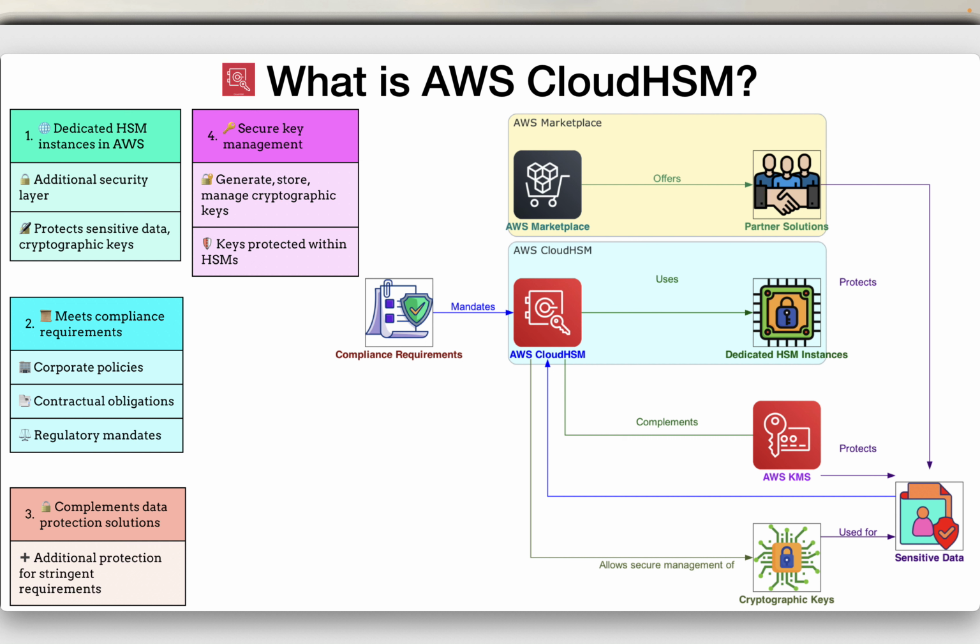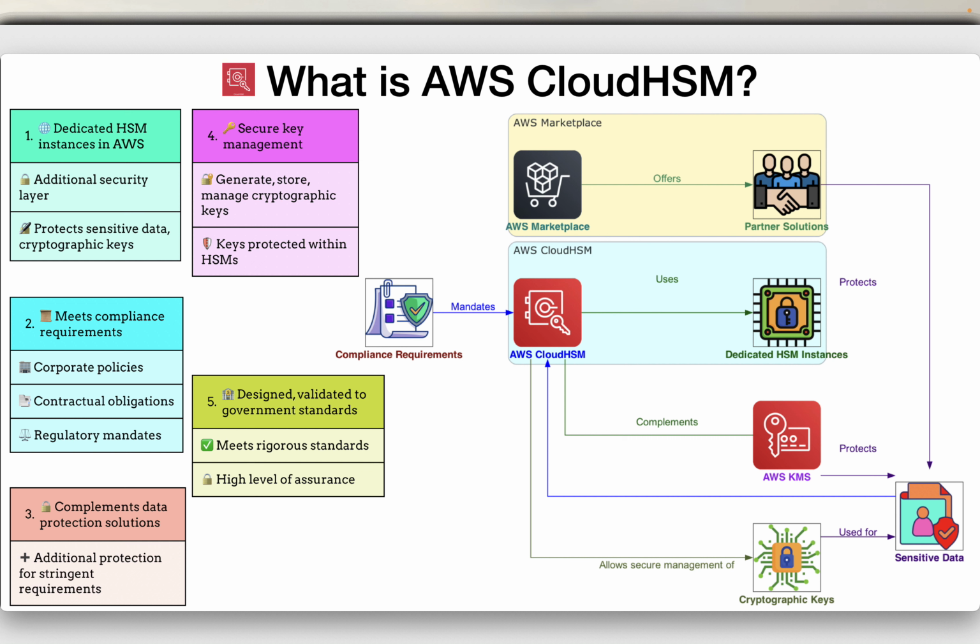With AWS CloudHSM, users can securely generate, store, and manage cryptographic keys used for data encryption, ensuring that the keys are protected within HSMs. The HSMs used in AWS CloudHSM are designed and validated to meet rigorous government standards for secure key management, providing a high level of assurance. CloudHSM ensures that the cryptographic keys are accessible only by the user, maintaining strict control over key usage, key access, and key management.